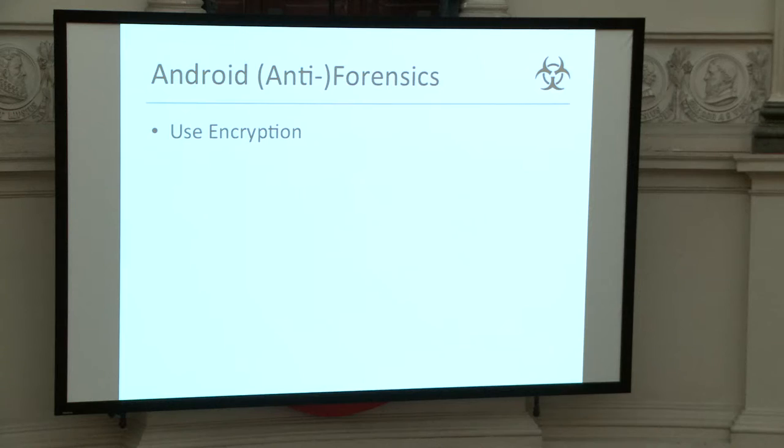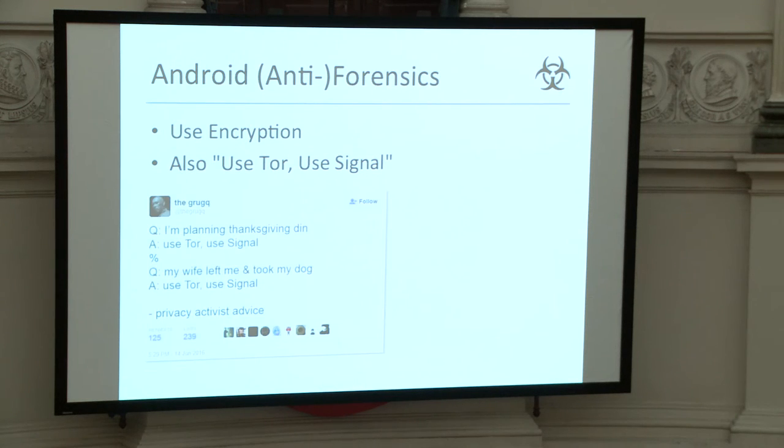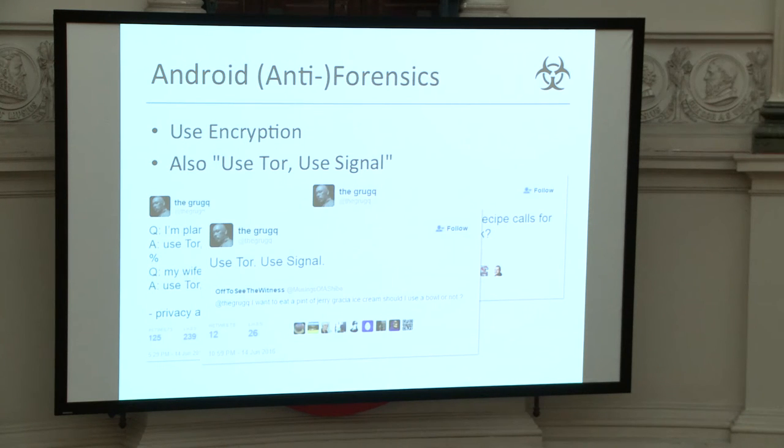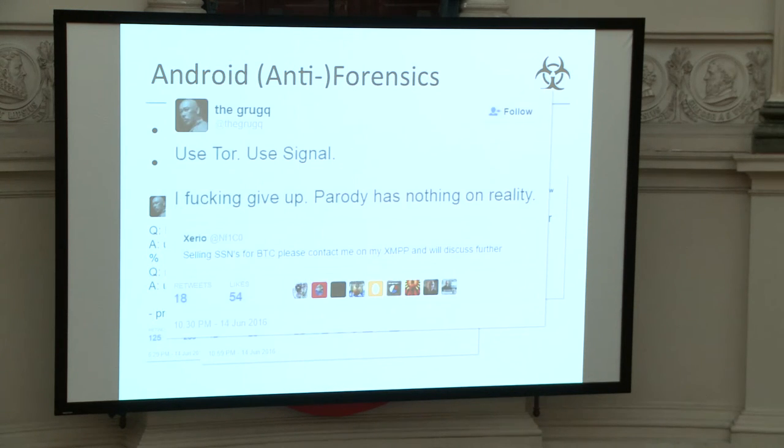Okay, Android stuff. All of my Android stuff revolves around using encryption on your phone. Before I go into that, I'll also mention the Grugq's sage advice: use Tor, use Signal. My advice would have been lawyer up, hit the gym, and delete Facebook, but you know, use Tor, use Signal. This one is, I want to eat a pint of Jerry Garcia ice cream. Should I use a bowl or not? Use Tor, use Signal. And selling social security numbers for Bitcoin, please contact me on my XMPP. Use Tor, use Signal. Okay, Android stuff.